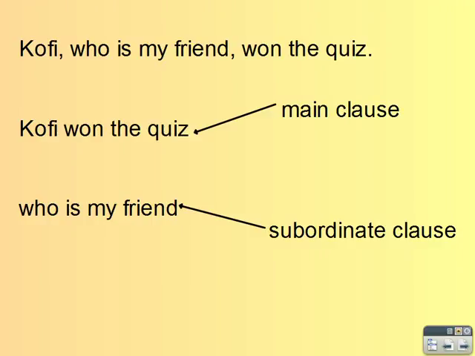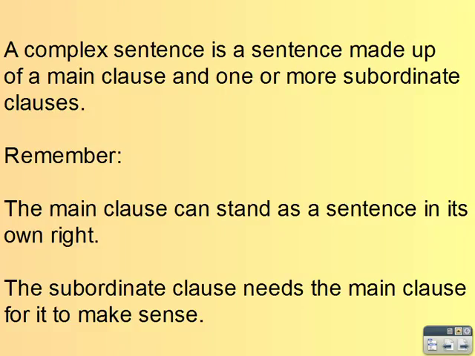So again, we understand that the main clause is the part of the sentence that could stand by itself, and the subordinate clause is the part that needs the main clause in order for it to make sense. So a complex sentence is a sentence made up of a main clause and one or more subordinate clauses. Remember, though, that the main clause can stand as a sentence in its own right, whereas the subordinate clause needs the main clause in order for it to make sense.